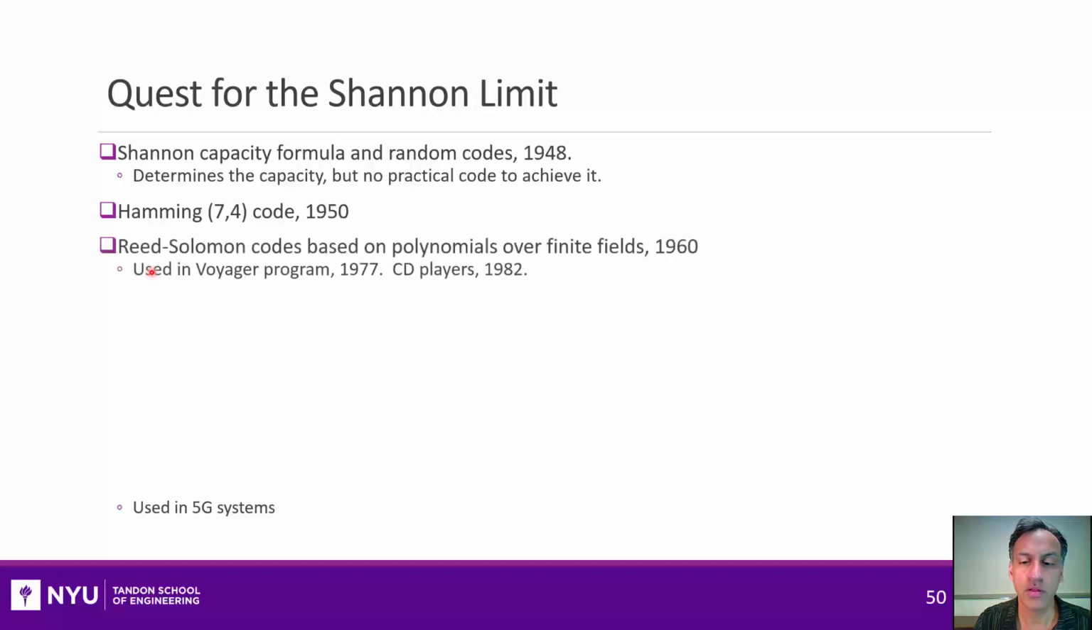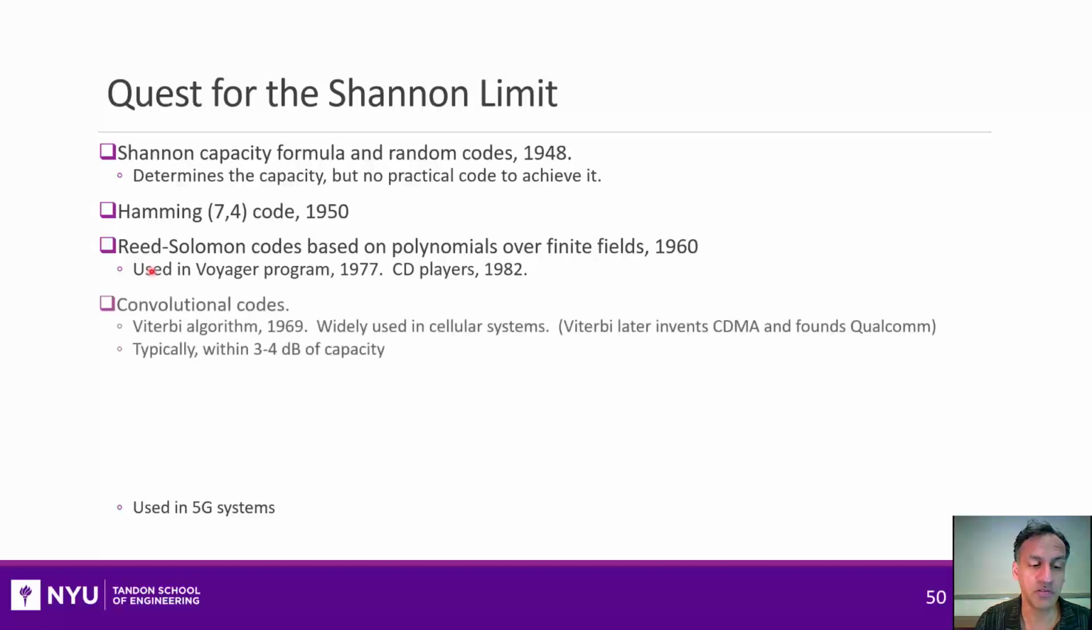But the most common first real commercial uses of coding use what are called Reed-Solomon codes, and they're basically algebraic constructions. We're not going to talk about them here, but they actually dated back to the 60s and were even used in some things like the space program in the 70s, and they showed up in CD players, if you remember what a CD player looks like.